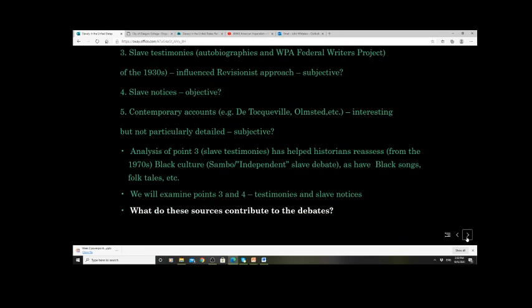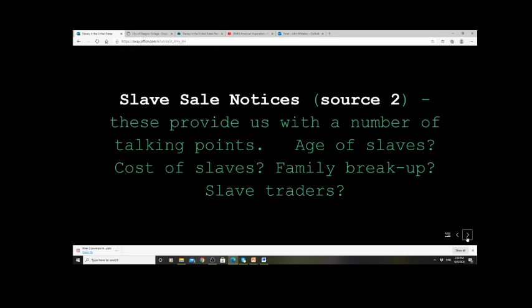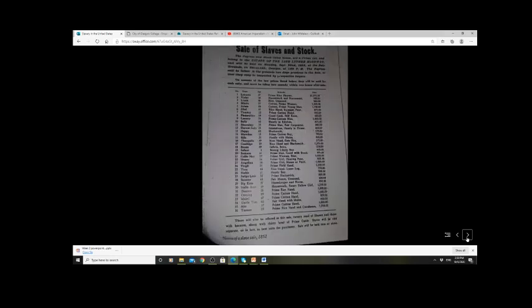Okay, what do these sources contribute to the debates? And that is the debate that we're interested in, the debate about was slavery cruel and harsh, or was it benign and paternalistic? So there are sources that I've included embedded within this Sway presentation. There are slave sale notices and there are runaway slave notices. I'm going to start with the slave sale notices. There were numerous examples of this. You can find these in museums, you can find them online, and they tell us quite a few interesting things about the nature of slavery.